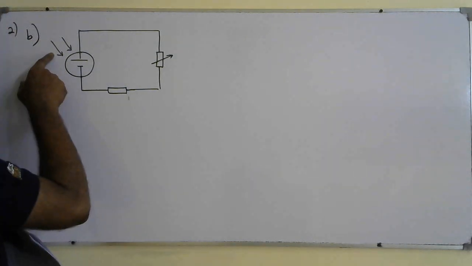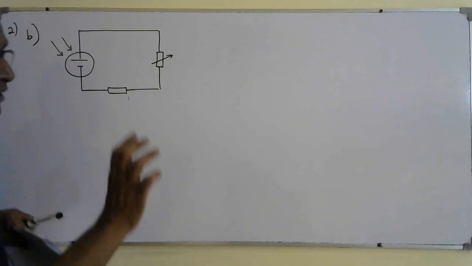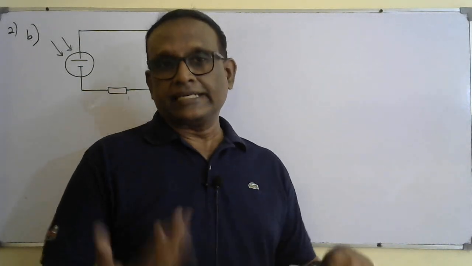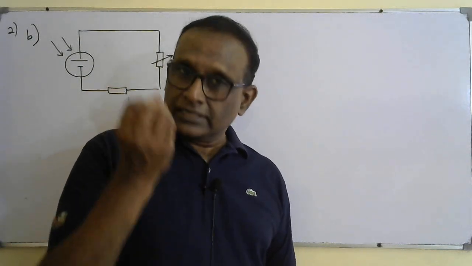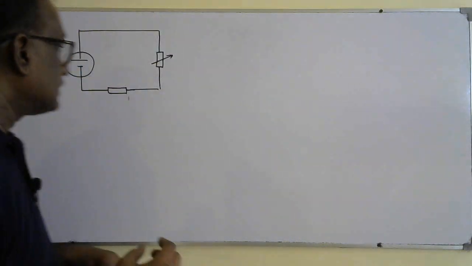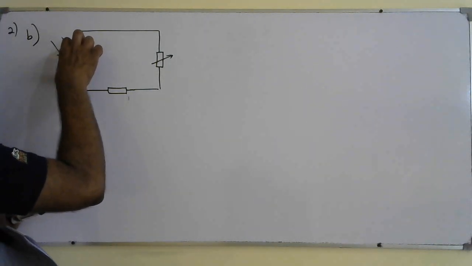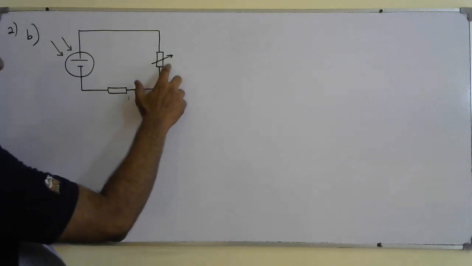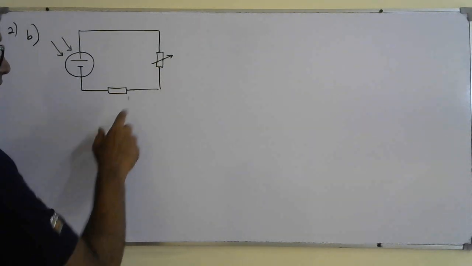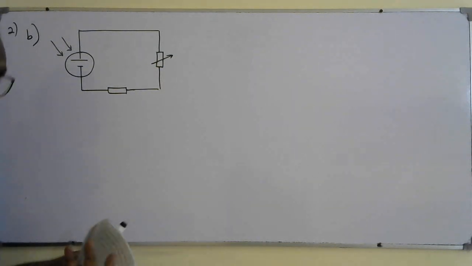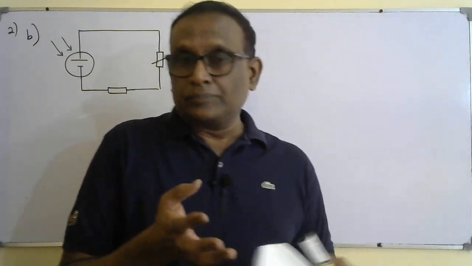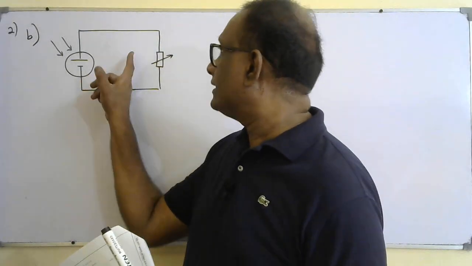So the intensity of the light falling on the solar cell remained constant, means the EMF produced or generated by the solar panel is remaining constant, but they are going to measure how the potential difference across the solar cell varies with the current flow. So for that they put a variable resistor here and there's a resistor here. They are going to do a practical on how V, the potential difference across the solar cell, varies when the current flow varies.